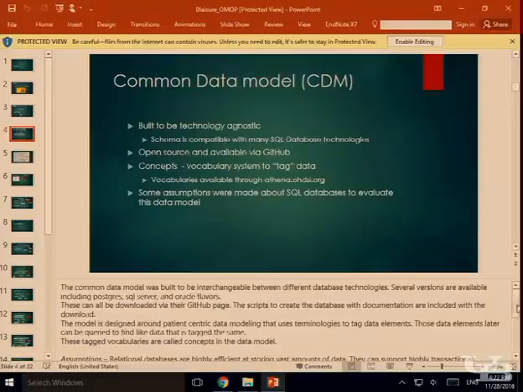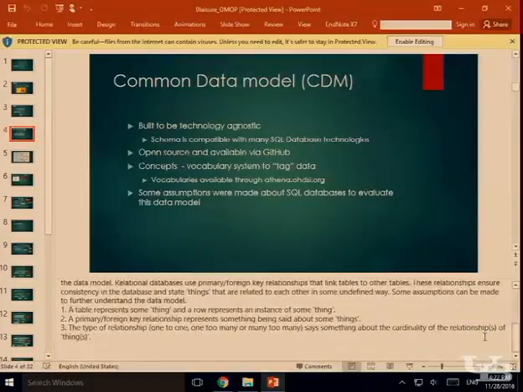So I took some assumptions, being a database administrator in a past life. I just want you to be aware of these liberties I'm taking. A table represents something, and a row represents some instance of that thing. A primary foreign key relationship represents something being said about those things. And the type of relationship, a one-to-one, one-to-many, or many-to-many relationship, says something about the cardinality of those relationships of things.